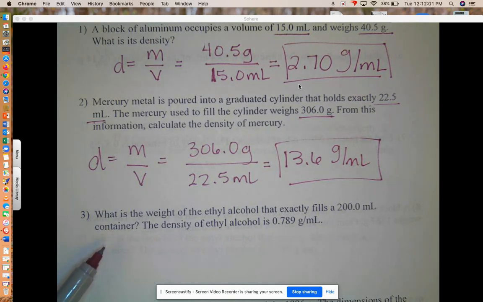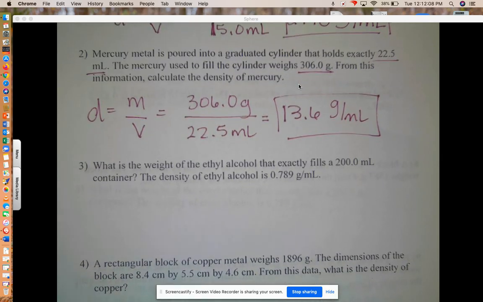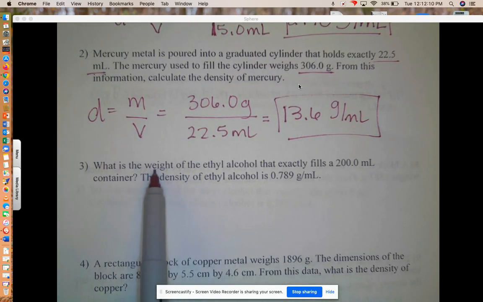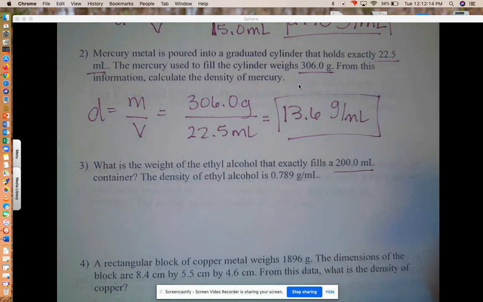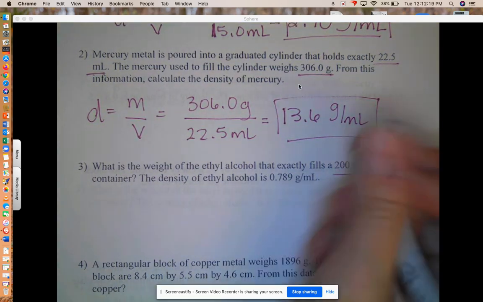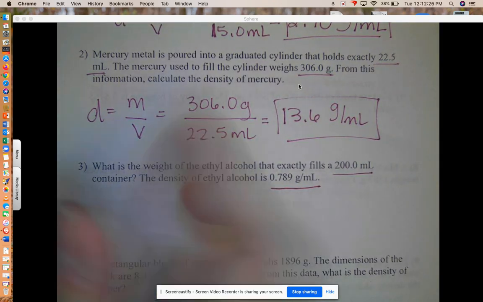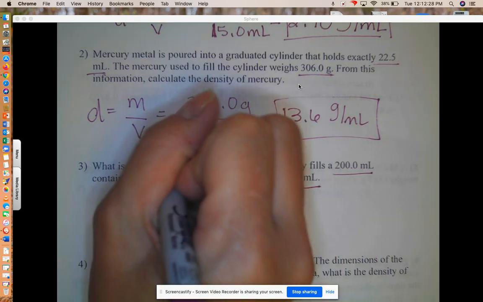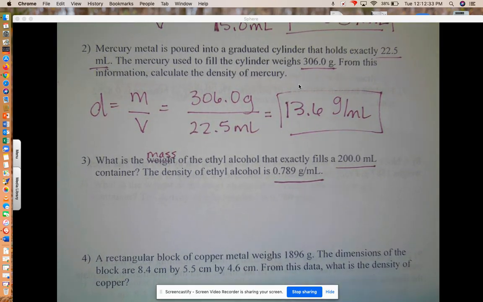So number 3 is a little bit different. Number 3 is taking you another way that you can use the formula. What is the weight of the ethyl alcohol that fills a 200.0 mil container? The density of the alcohol is 0.789 grams per mil. So it's giving you volume and density. And when it says weight, that's the same thing as mass. It should say mass. If it was correct, it would say mass. So we're solving for mass.